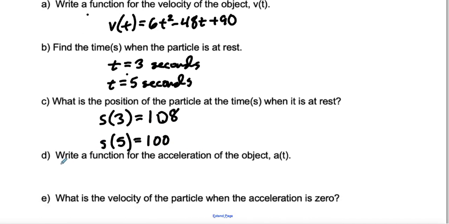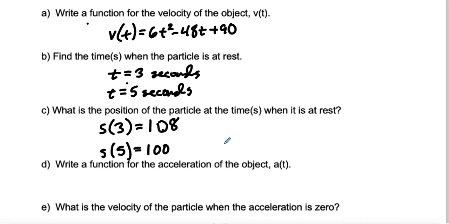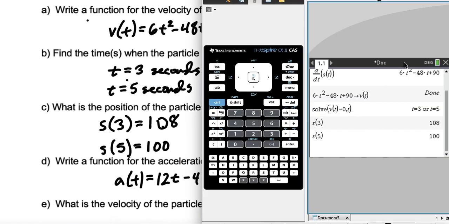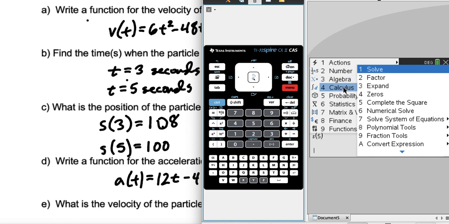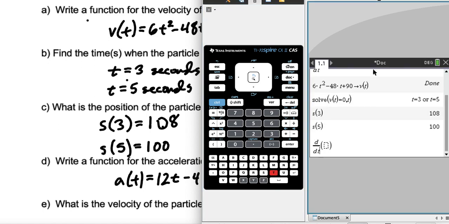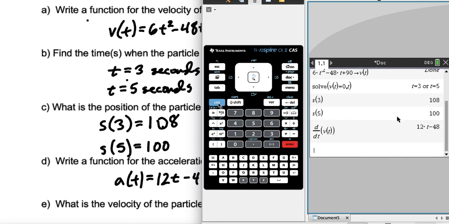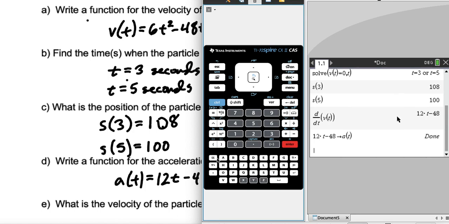So moving along here, write a function for the acceleration of the object. Well, that's just going to be the second derivative. Now, you can do this by hand, but we're going to do it with the calculator as well. But if you do it by hand, you can see from above here, this becomes 12t minus 48. And so I'll go ahead and store this in the calculator, but we go Menu, Calculus, Derivative, and we're going to keep using t, and I take the derivative of velocity, and there you can clearly see that you get the a of t here. So we're going to save that as our acceleration function.